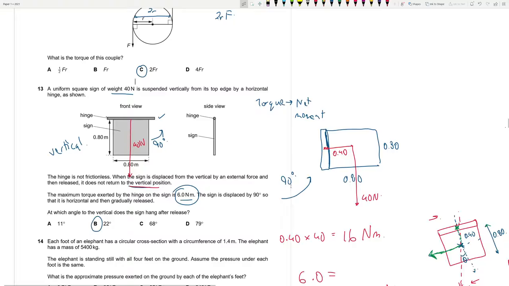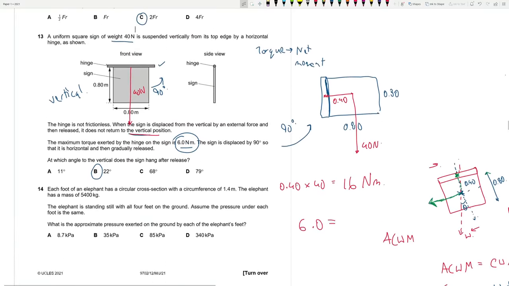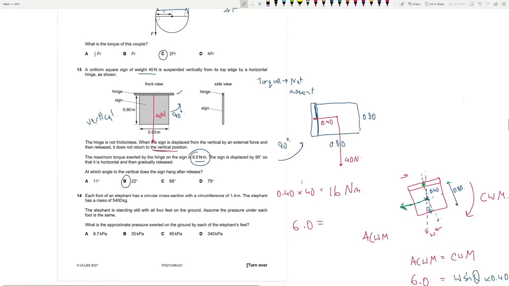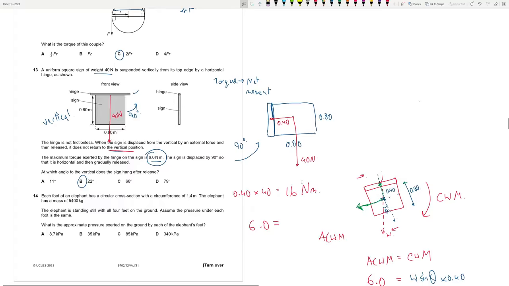Moving on to 13. This is a tricky one. Okay, 13 is actually tricky. Let's do this carefully. I'm going to show you how I did it.